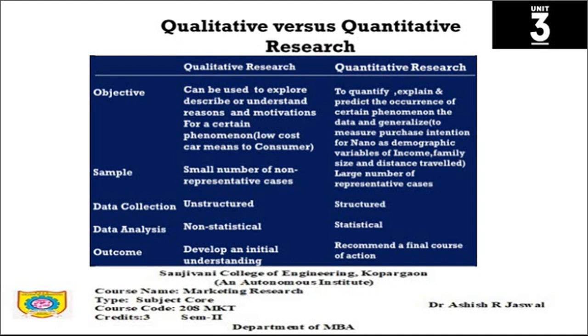In qualitative research, data analysis is non-statistical, while in case of quantitative research, it is statistical. In case of outcome, qualitative research has an outcome which will help us to develop an initial understanding. In quantitative research, it recommends a final course of action. I suppose clear points of distinction are maintained in terms of objective, sample, data collection, data analysis, and outcome.